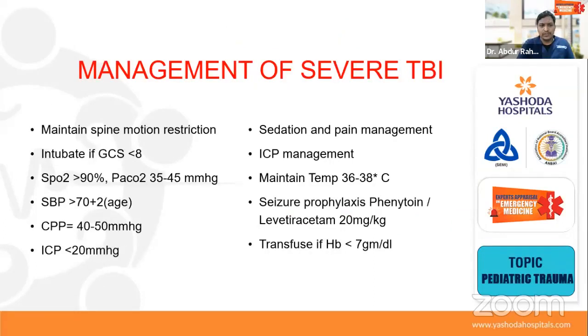How to manage severe traumatic brain injury? You have to maintain spine motion restriction, perform endotracheal intubation if GCS is less than 8, and maintain saturations more than 90% and PaCO2 of 35 to 45 millimeters of mercury, maintain systolic blood pressure more than 70 plus 2 into age in years, maintain cerebral perfusion pressure of 40 to 50 millimeters of mercury, and maintain intracranial pressure of less than 20 millimeters of mercury, and adequate sedation and pain management is very important. ICP management, and maintain temperature of 36 to 38 degrees, seizure prophylaxis with phenytoin or levetiracetam 20 mg per kg, and transfusion if hemoglobin less than 7 gram per deciliter.